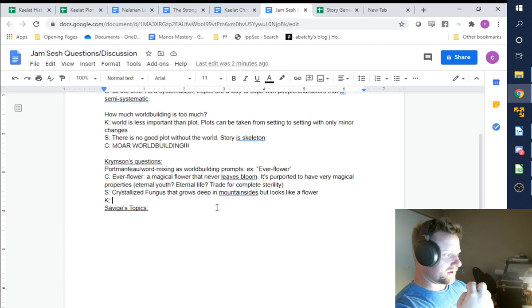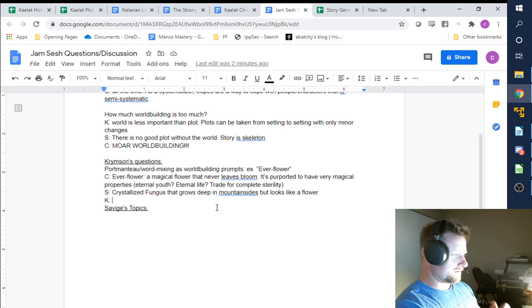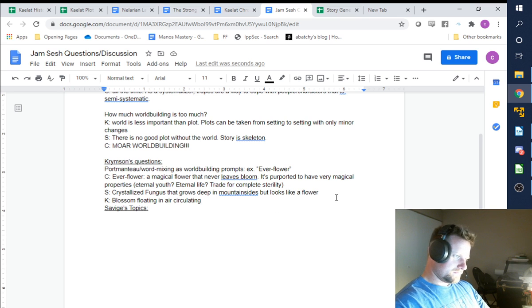So what was your idea of the Everflower? If I remember right, it was literally just a blossom floating in air, circulating, or maybe this is a new imagining of it. Doesn't matter. We both talked through the idea into the crystallized fungus growing deep within the earth that's eternal and can give life, depending on what parts you cook. It doesn't give life.